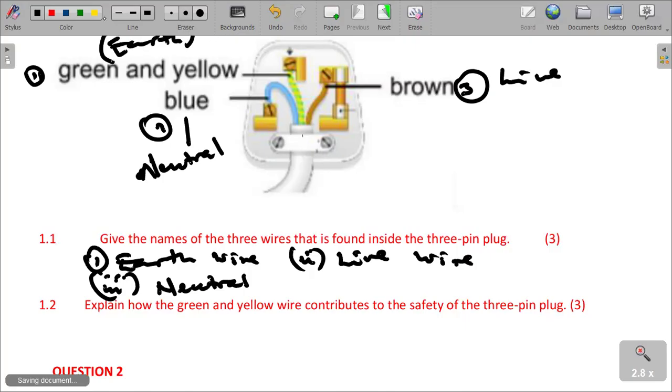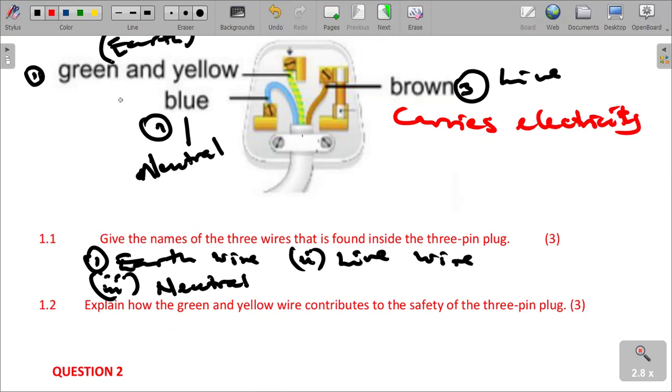As we are still there, we can give the functions. The live wire, what does it do? It carries electricity. It is the one that carries electricity. And then the earth wire, what does it do? It provides a safety pathway for electricity in case of a fault. So the earth wire is for safety, or prevention of short circuiting.